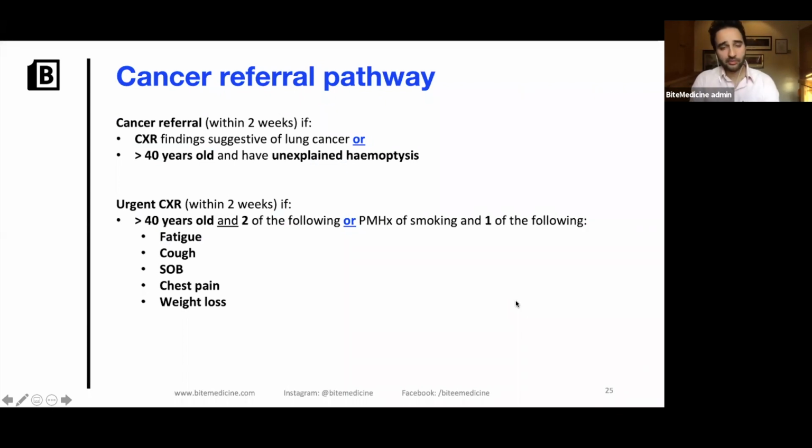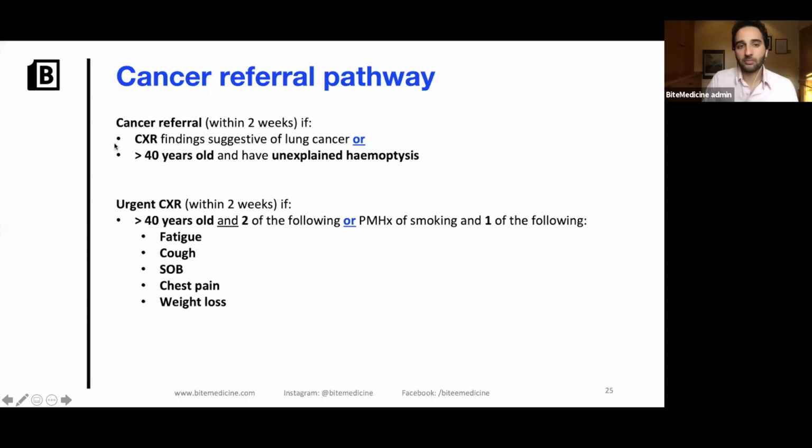So, cancer referral pathway, this is super important for exams and really important for your F1, F2 and beyond, particularly if you're working in general practice and in A&E. So essentially remember this straight from the NICE guidelines. Refer the cancer referral within 2 weeks if you have a chest x-ray which suggests lung cancer, or you're over 40 years old with unexplained hemoptysis. And you do an urgent chest x-ray within 2 weeks if you're over 40 years old and have 2 of these symptoms, fatigue, cough, etc. Or you have a past history of smoking and 1 of these features.